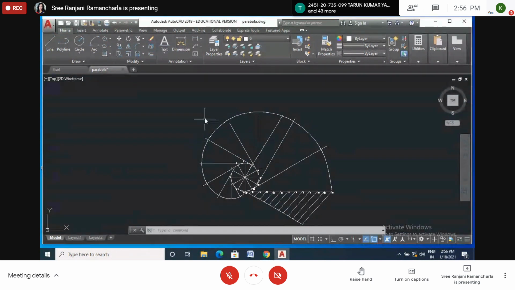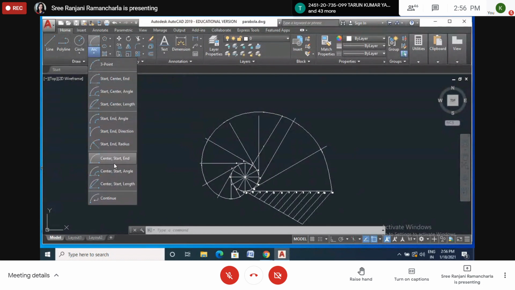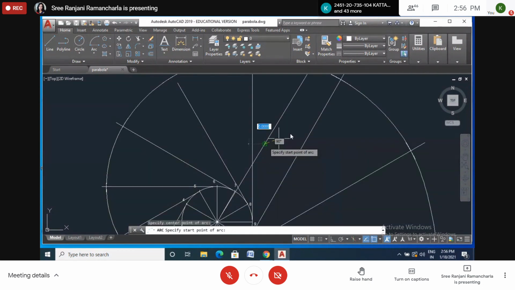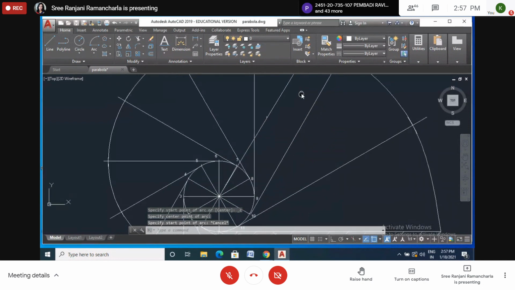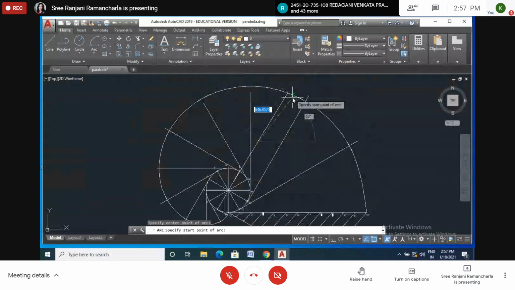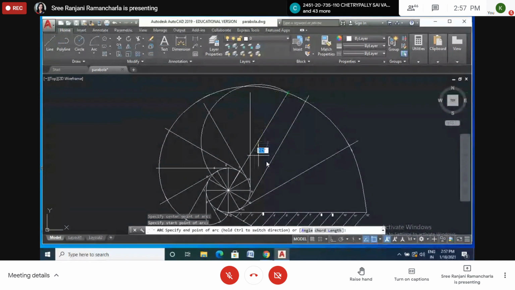So here I will draw an arc: start, center, end. It is asking for the center, so this is the center. And it is asking for the starting point. Here it shows clockwise. It won't show the clockwise, so here you will get the curve. We'll try another one. Start means it will come back this side. Here we'll get it.